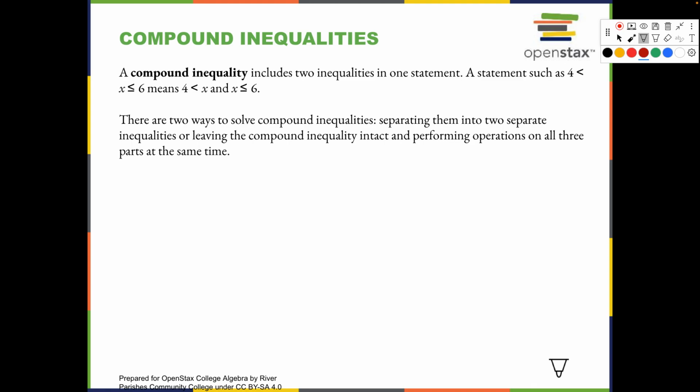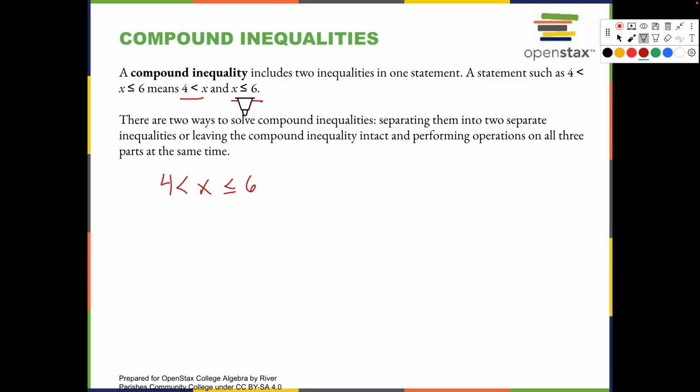Now we're going to talk about compound inequalities, and then we'll get into what happens with absolute values. And that's really where the distance thing comes in. So compound is like 4 is less than x is less than or equal to 6. This is really two statements: 4 is less than x, and x is less than or equal to 6. But we can write it as one inequality.